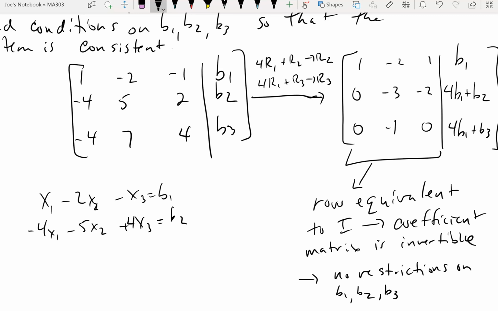equals b2, and then negative 4x1 plus 7x2 plus 4x3 equals b3. In the second row, you have plus 5x2, thank you. Okay, so all I'm doing is just changing that coefficient on the x3 from a 2 to a 4 in the second equation. That's all I meant to do. I threw a negative sign in there instead as well.